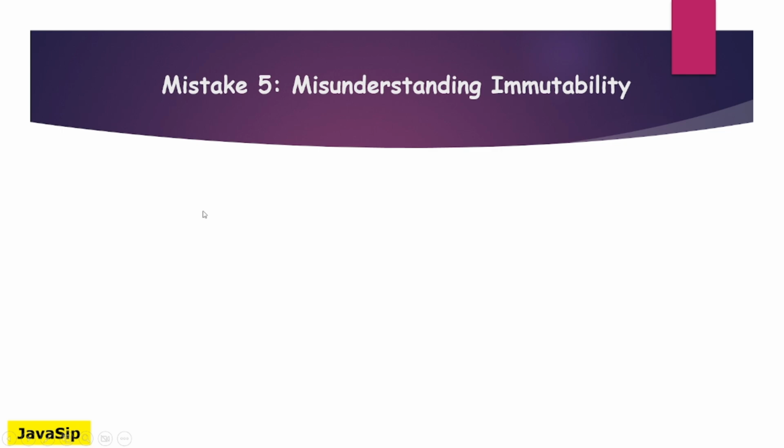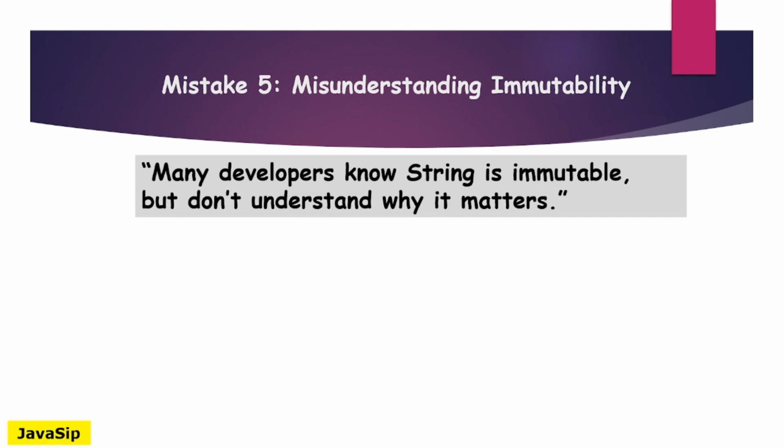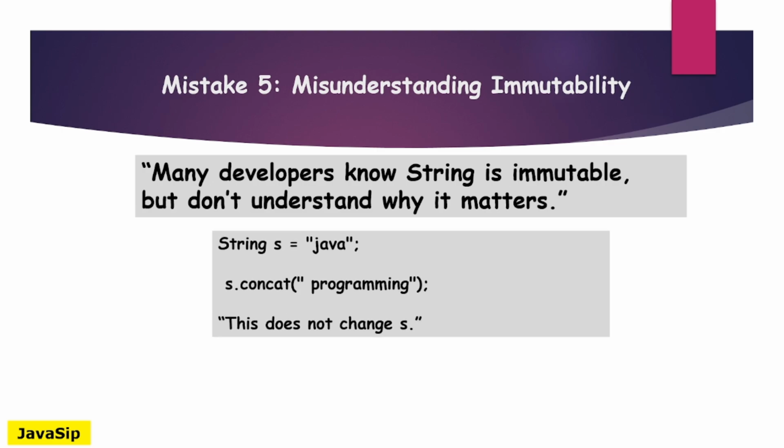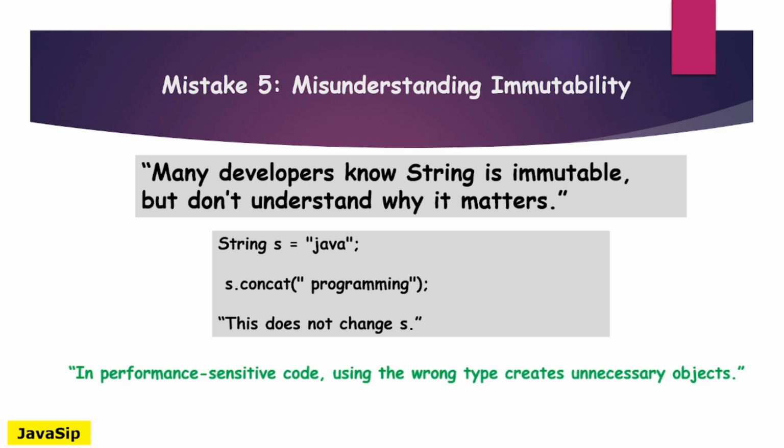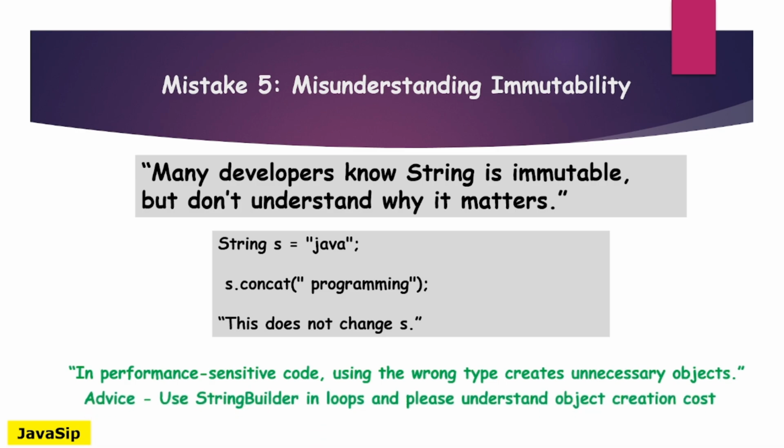Another common mistake is misunderstanding immutability. Many developers know String is immutable, but they don't understand why it matters. In this example, we are concatenating strings, but the string will hold only the Java value. It will not create an object for Java programming. In performance-sensitive code, using the wrong type creates unnecessary objects and hampers application performance. So here is a small piece of advice: programmers should use StringBuilder whenever we need to update that object.